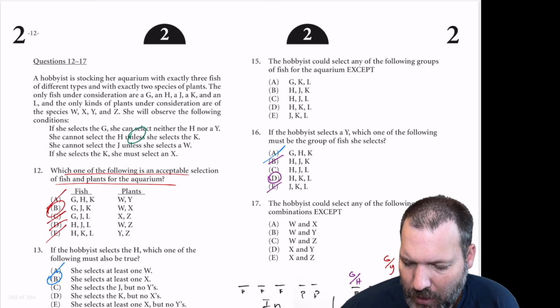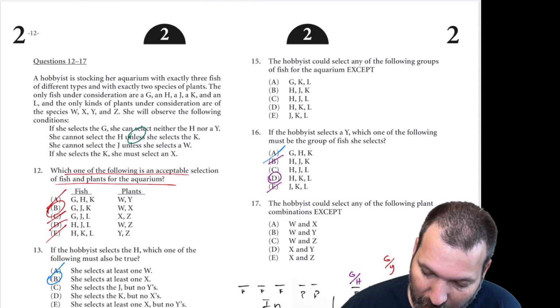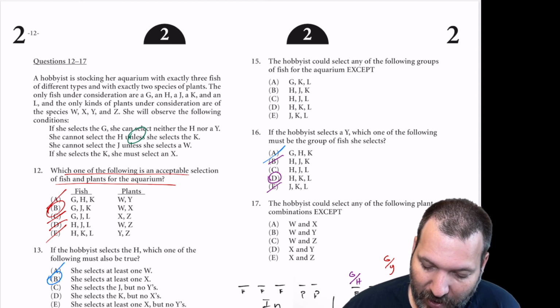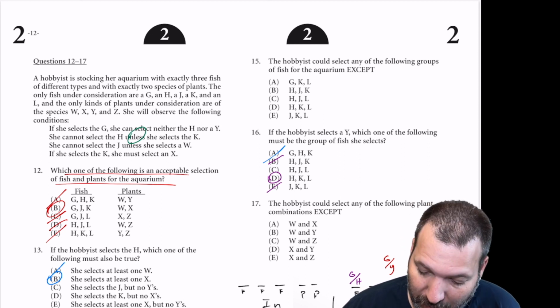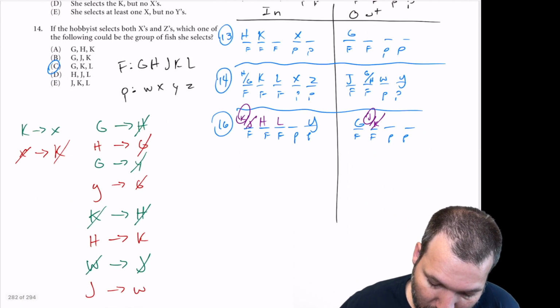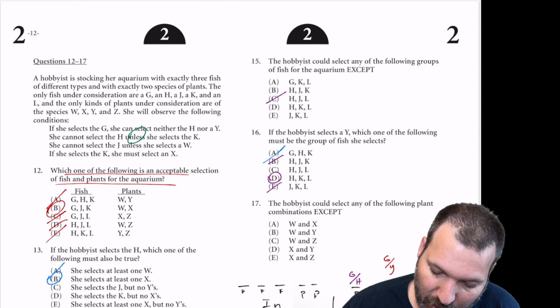Number 15. The hobbyist could select any of the following groups of fish for the aquarium except... So kind of like number 12, but they're not telling us about the plants here. Well, we don't have to have either H or G. We just definitely can't have both. So I'm not seeing any answer choices we can eliminate for that reason. We do know if H is in, K is in. So for example, C is no good.